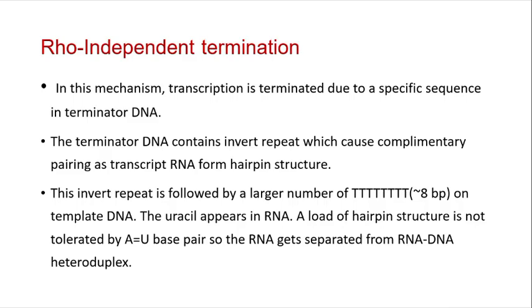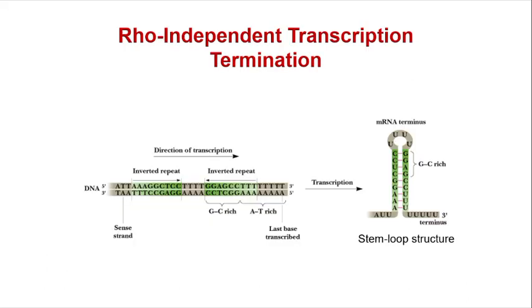And rho independent termination. In this mechanism, transcription is terminated due to a specific sequence in the terminator DNA. It may reach the terminator DNA sequences. The terminator DNA contains inverted repeat sequences, which cause complementary pairing so the transcript RNA forms a hairpin structure. Because continuously it has some structure like a TTTT sequence, it will attach with each other. Because this is a repeated sequence, it will form the hairpin loop structure. You see that picture here? This is a hairpin loop structure.